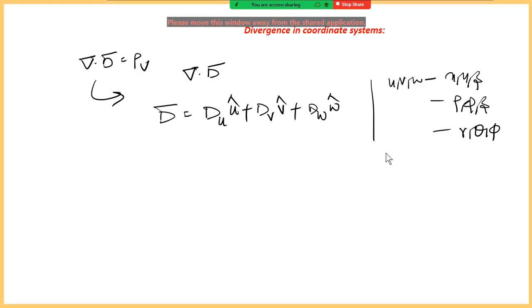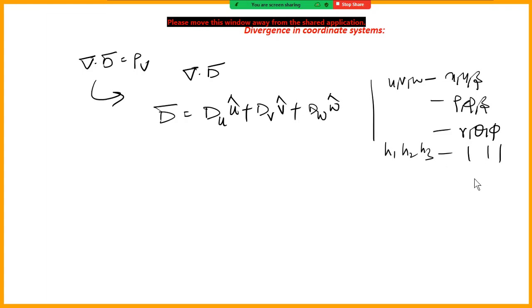And we know about the scaling factors h1, h2, h3. In case of Cartesian, 1 1 1. In case of cylindrical, 1 rho 1. In case of spherical, 1 r sin theta. Like this we will take.